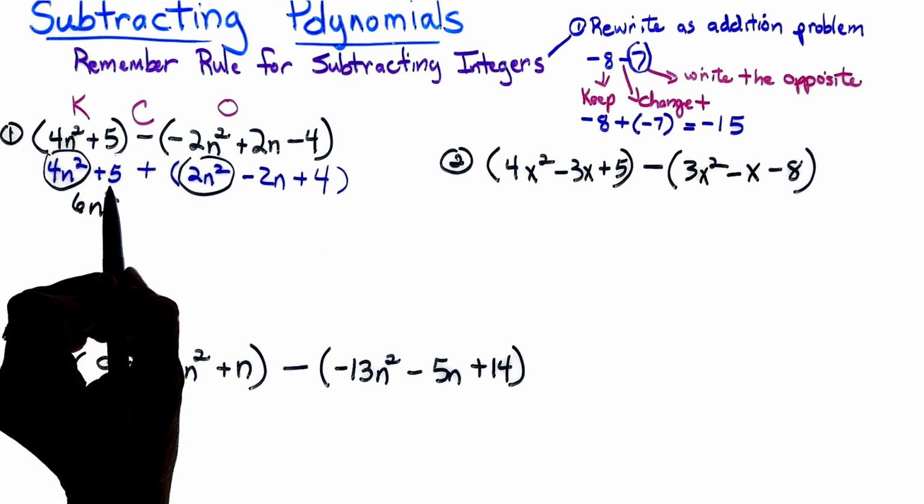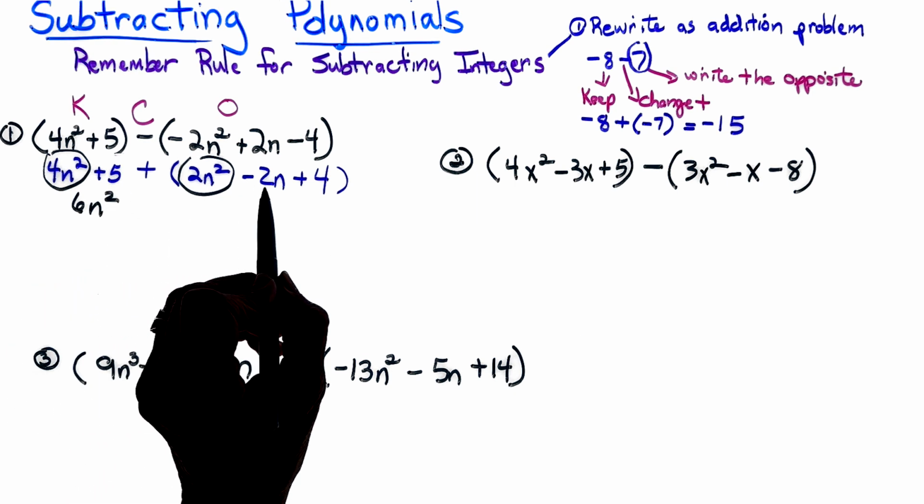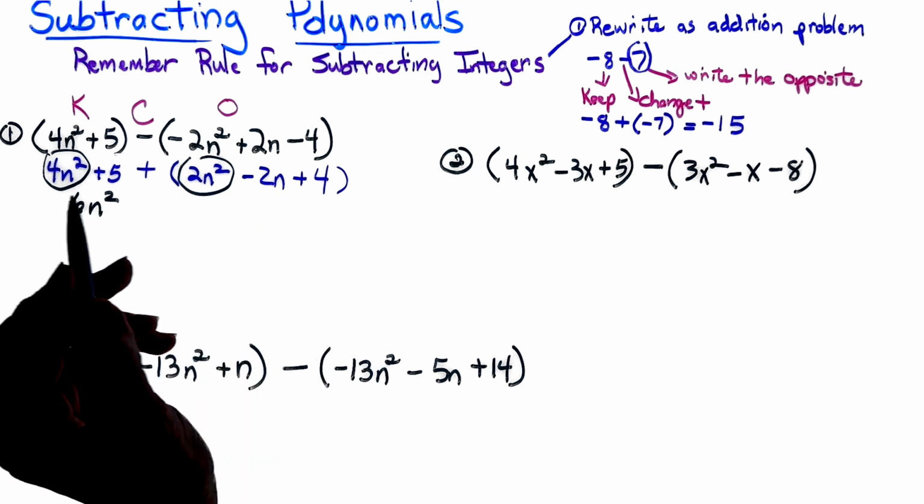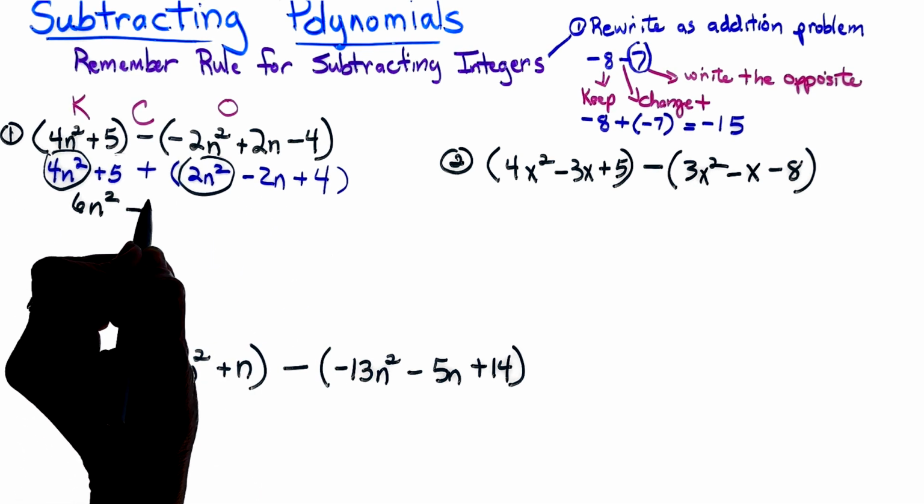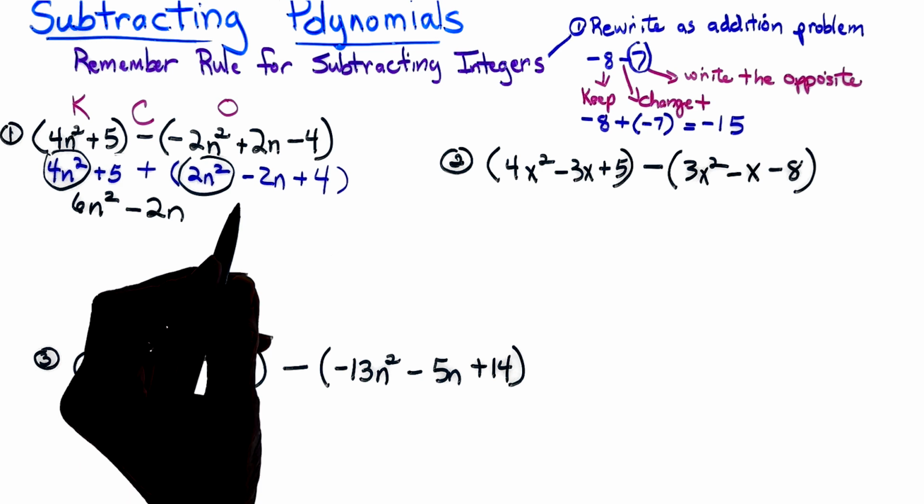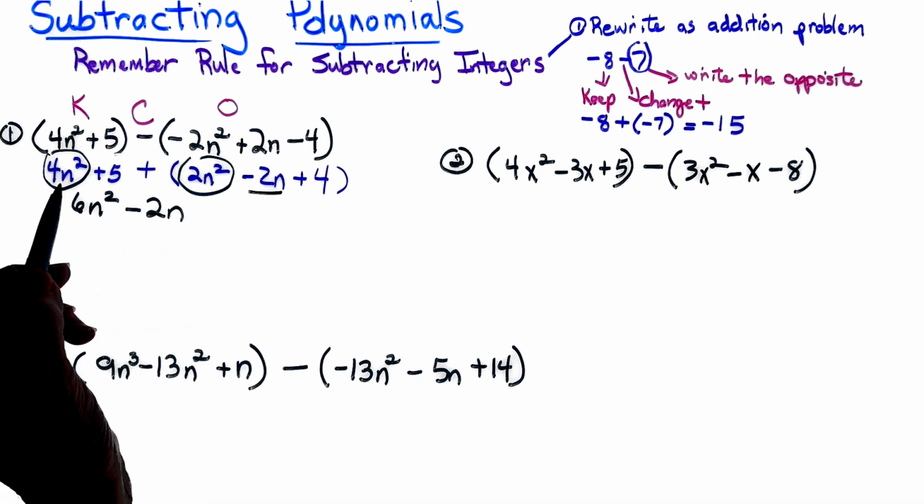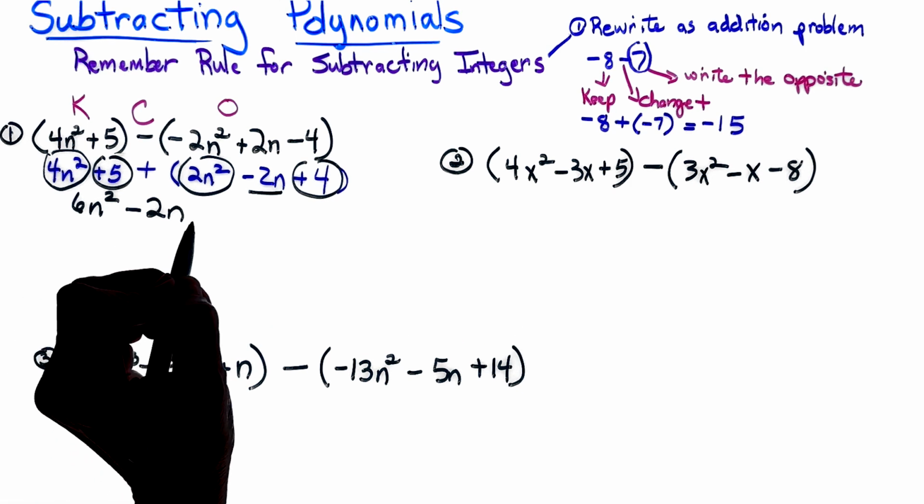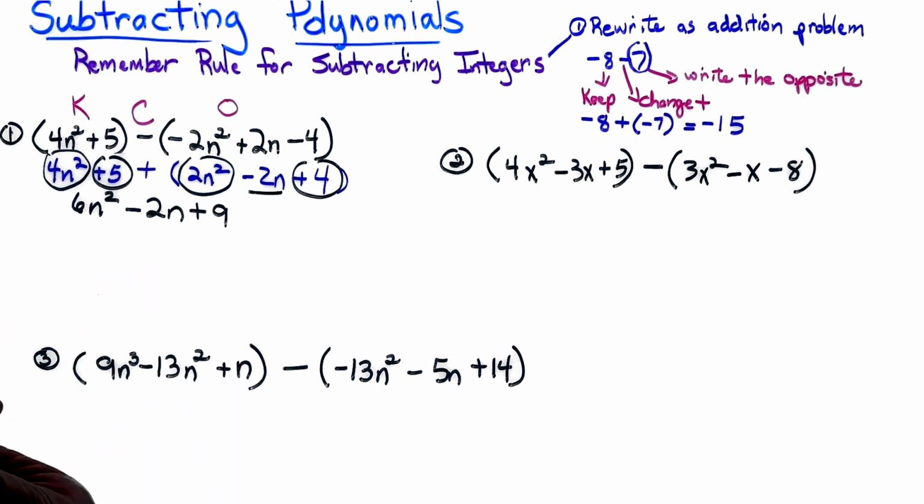I do not have a variable here, but I'm going over here. Oh, I do have a minus 2n, or a negative 2n. So I'm writing minus 2n. So I've done this one. And now I'm going to put together my numbers. They're both positive, so 5 plus 4 is 9. And there we have our answer for subtracting that polynomial.